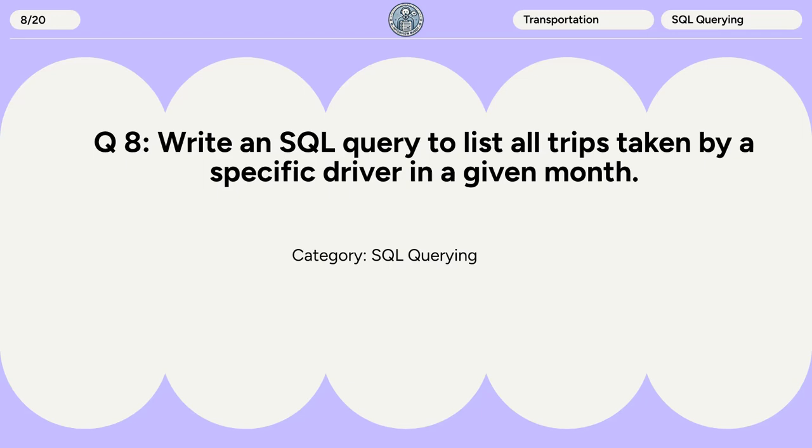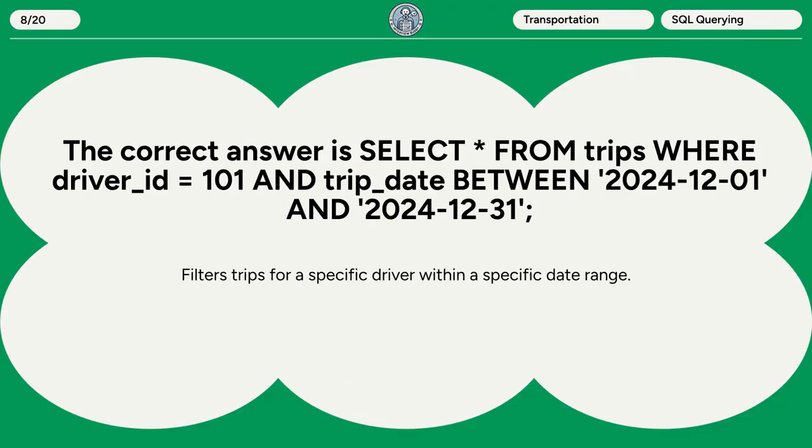Question 8. Write an SQL query to list all trips taken by a specific driver in a given month. The correct answer is: SELECT * FROM trips WHERE driver_id = 101 AND trip_date BETWEEN '2024-12-01' AND '2024-12-31'. Filters trips for a specific driver within a specific date range.